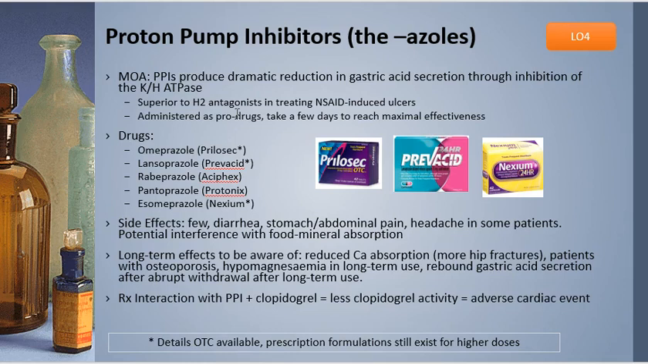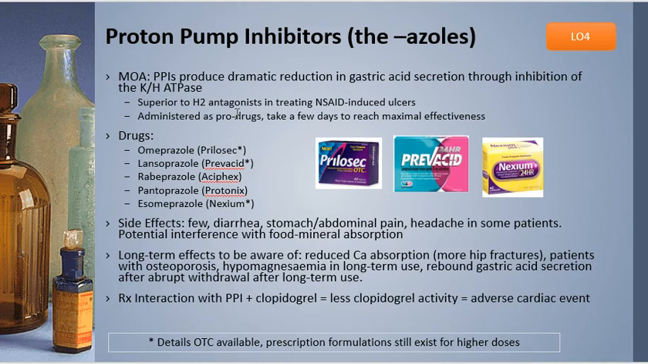Okay, and so you've probably heard of these drugs too. These drugs are also now over the counter. Nexium is esomeprazole, Protonix is pantoprazole, Prilosec is probably the oldest in the category, omeprazole, and then Prevacid is lansoprazole. Aciphex has been on the market, but it's not as common as some of the others that are listed there.